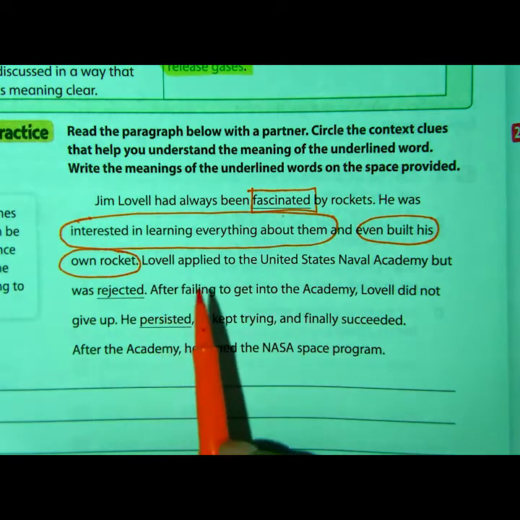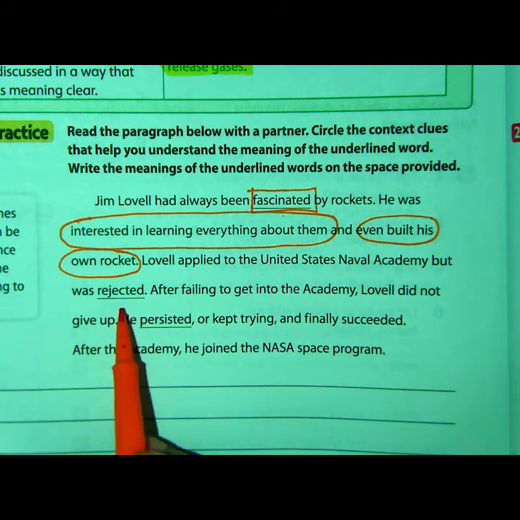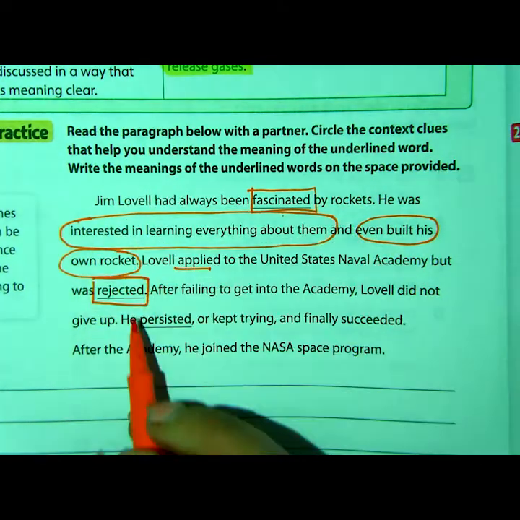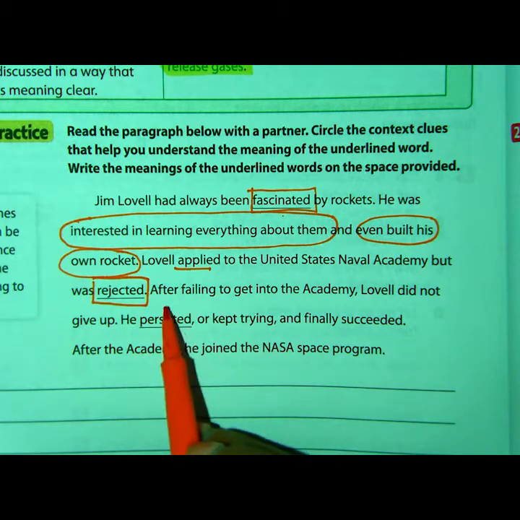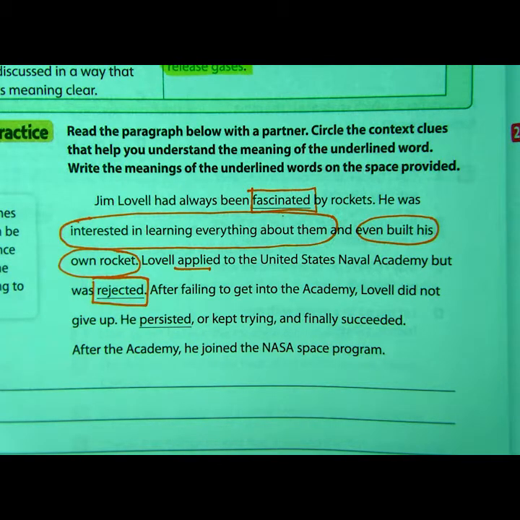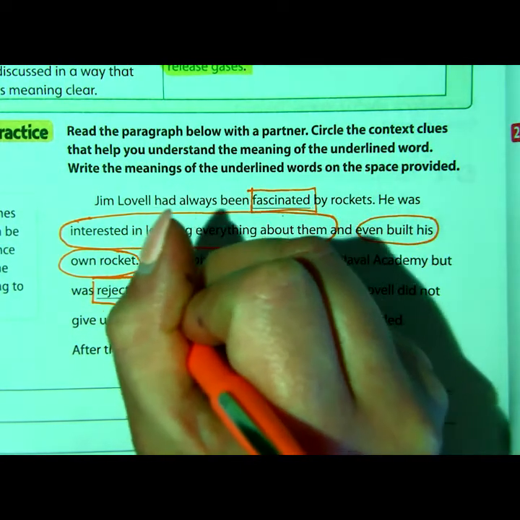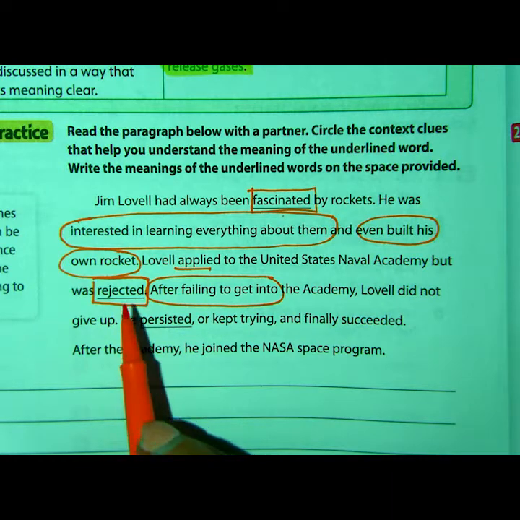Let's continue. Lovell applied to the United States Naval Academy but was rejected. So he applied but was rejected. And that's the unknown or unfamiliar word, and I need to find context clues to help me figure out what it means. After failing to get into the academy, Lovell did not give up. Well, failing to get in means that he didn't get in. So he applied, he was rejected, and he failed to get in. These are my context clues. This must mean then that he was not accepted.